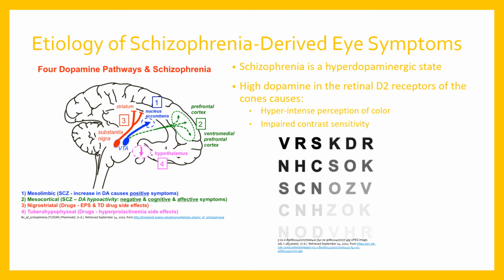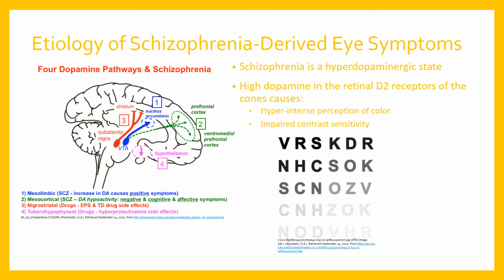So although in the mesocortical pathway dopamine is hypoactive, overall in the system there's an elevated level of dopamine, and high dopamine in the brain means high dopamine in the retina, because they're very close and linked with the optic nerve. High dopamine in the retinal D2 receptors, especially in the cones, causes hyperintense perception of color. This in turn means that the patient will experience difficulty sensing contrast.